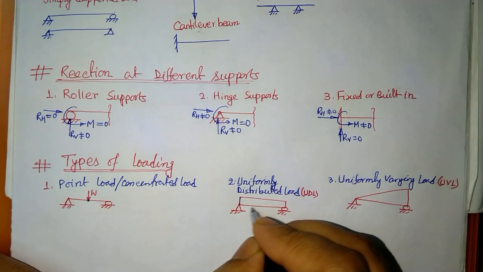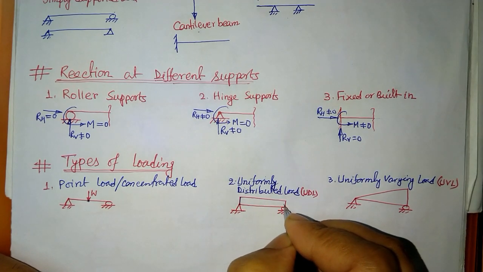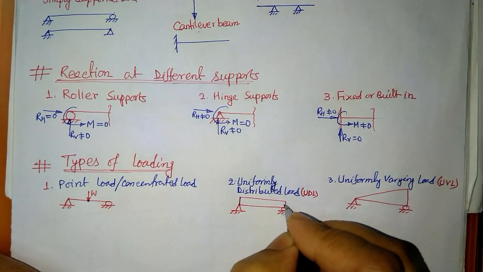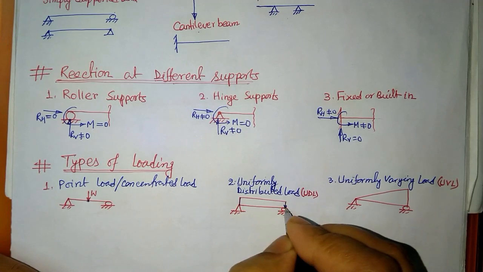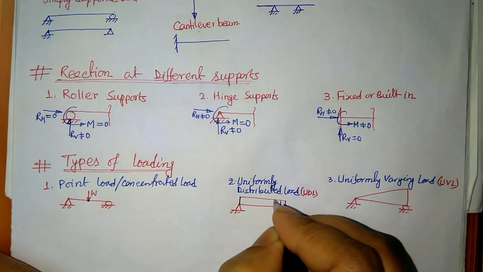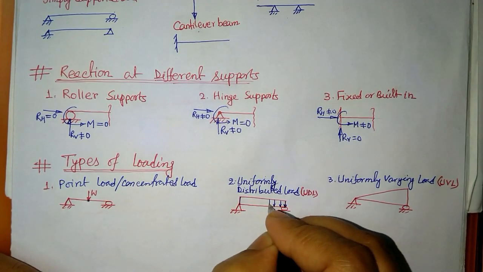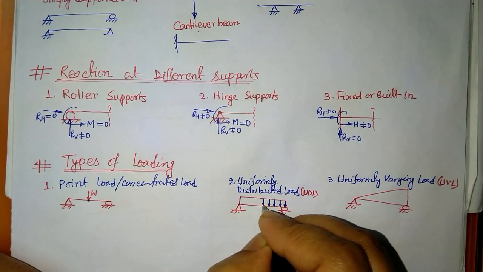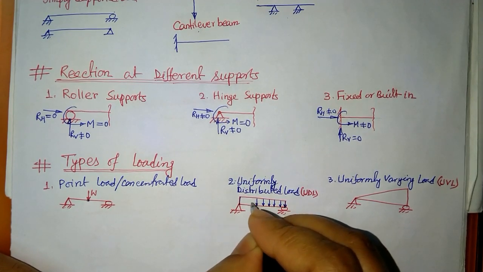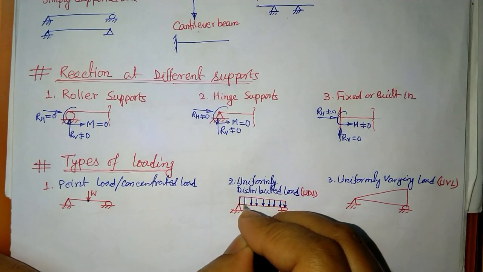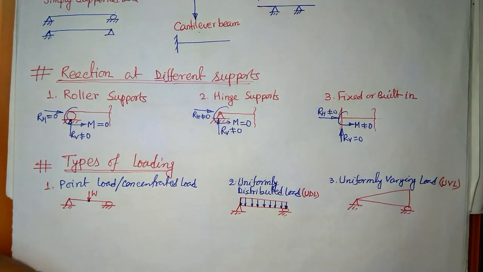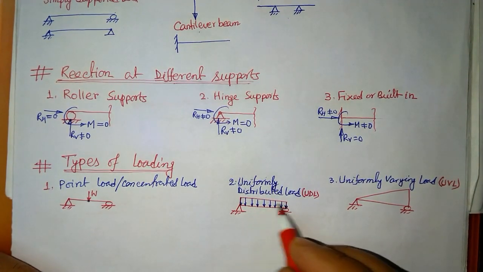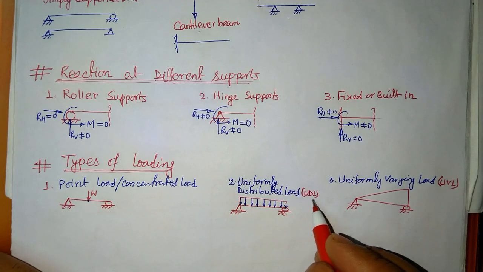Okay, so this is basically in the form of a rectangle. This is the height of the rectangle and this is the length. So length to height, this becomes constant, meaning at each and every point of the beam the intensity of load is constant. So that's why this is known as uniformly distributed load, or we call this in short form UDL.